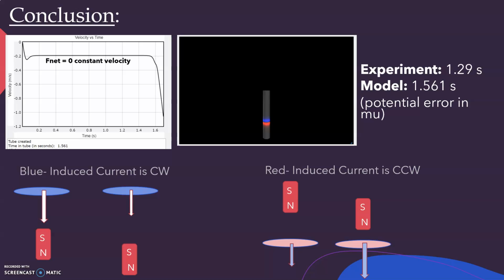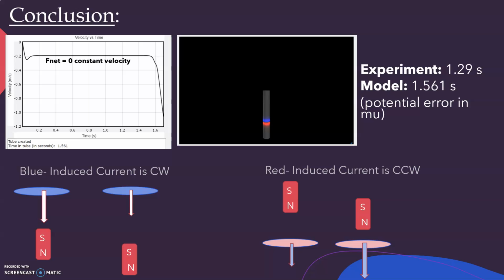But I think that this is due to potential error in my mu, or magnetic dipole moment, because in Lab 3, there's a lot of variety and a lot of different variables involved in how accurate your mu was. So I would probably do this again if I wanted these numbers to be closer.